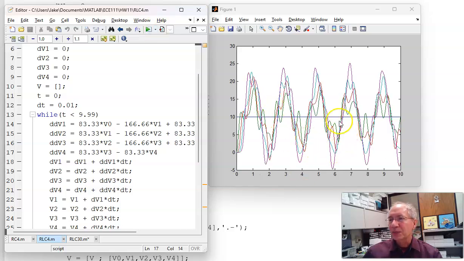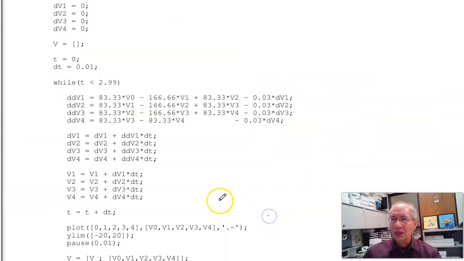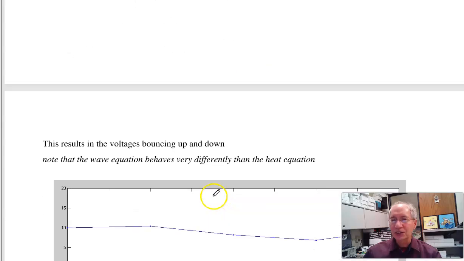Going to plot it versus time. Again, very, very different than the heat equation. This is how coupled second-order differential equations behave. And in circuits, you get that using inductors.